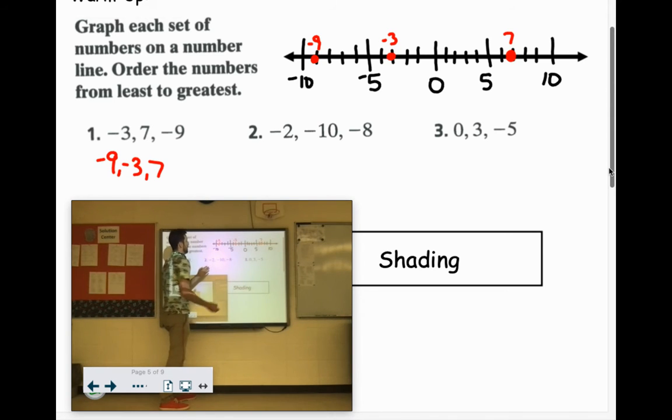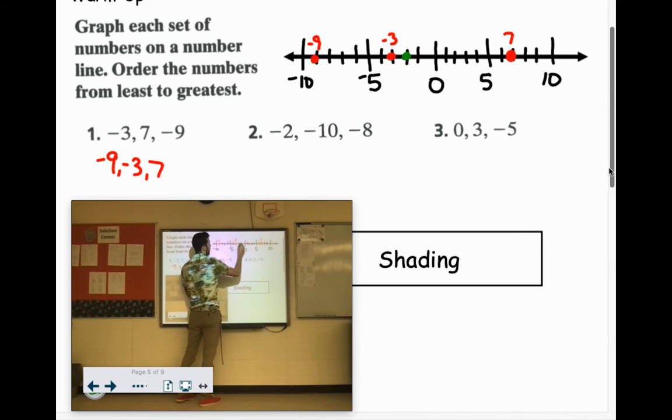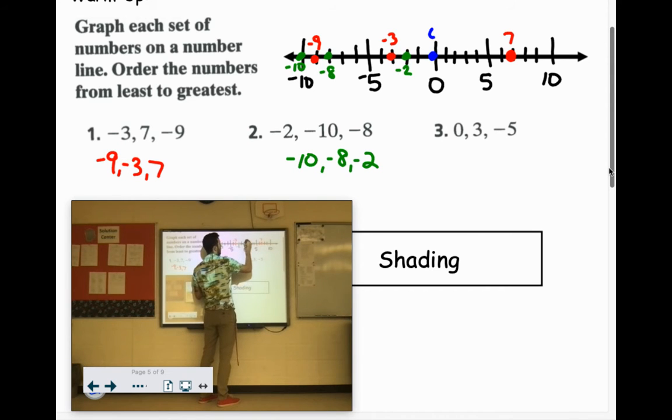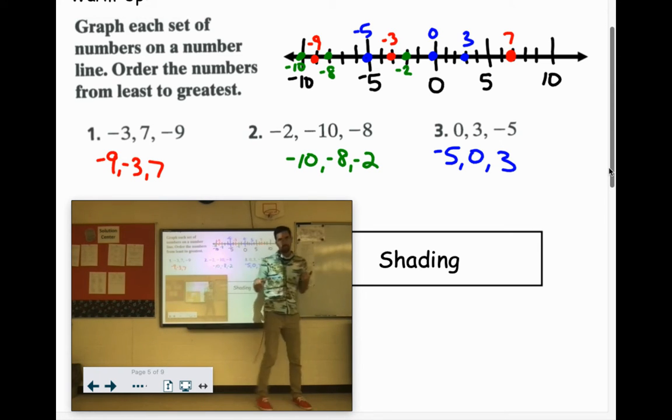Number 2, we have -2, -10, and -8. So let's say -10 is the smallest, -8, and then -2 is the greatest. It's the greatest. We got a 0. We got 3, and we've got -5. So -5 is the smallest, 0, and 3. Great.